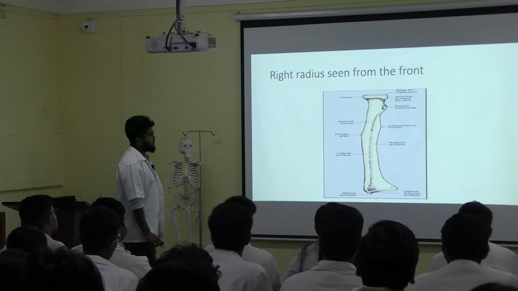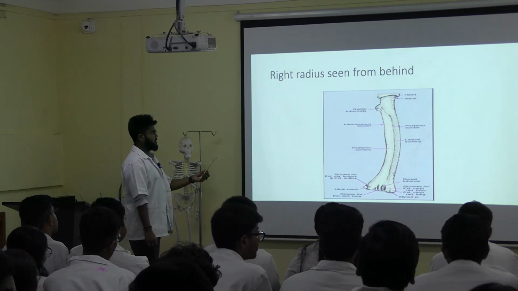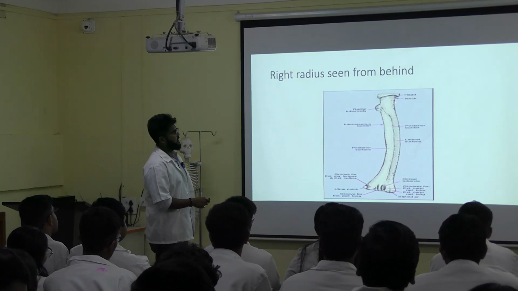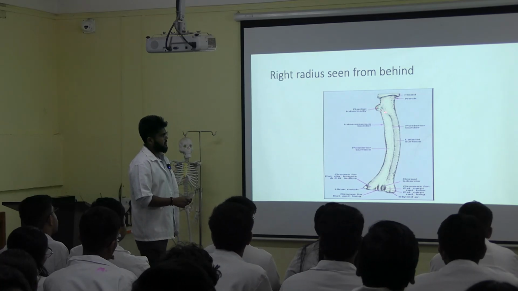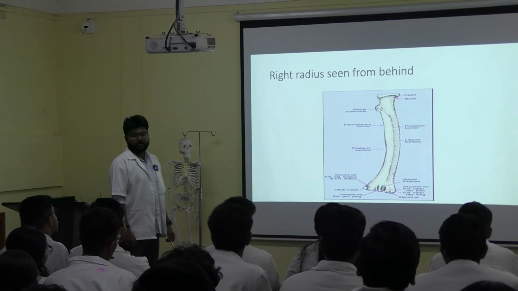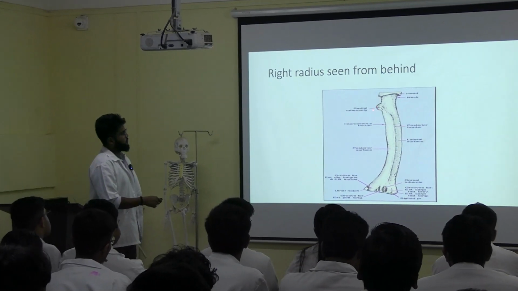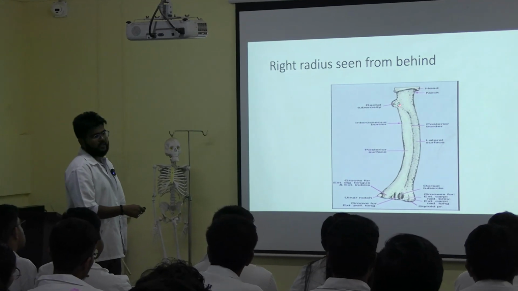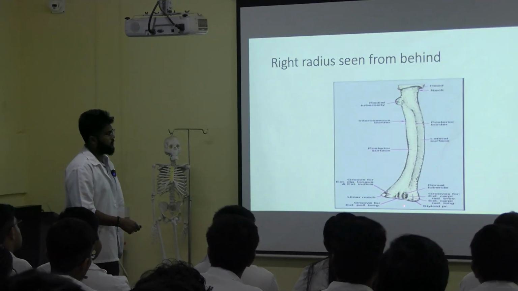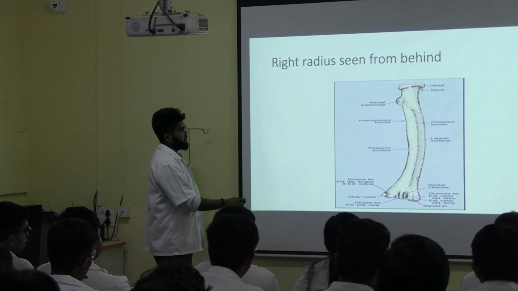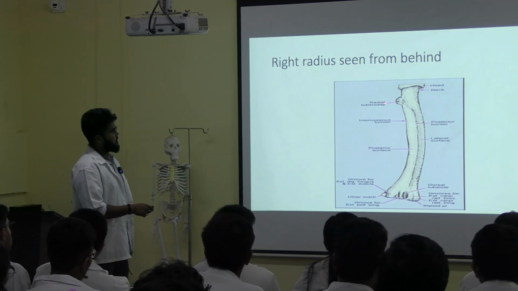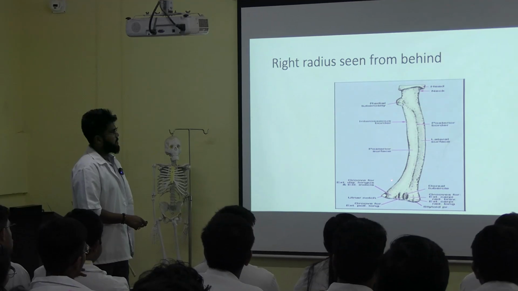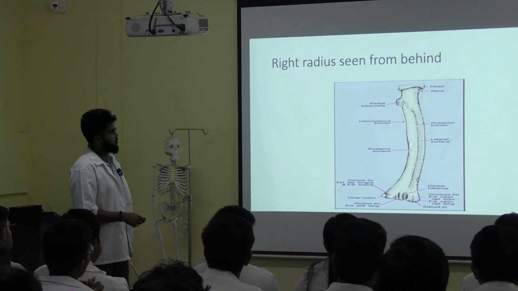Now see, this is mainly the posterior view. Here you can see the head, neck, radial tuberosity, and this is called the posterior oblique line, ending at the dorsal tubercle. So starting from the radial tuberosity posteriorly and ending at the dorsal tubercle, this is called the posterior border, and in between the posterior border and the sharpest border, this is called the posterior surface.